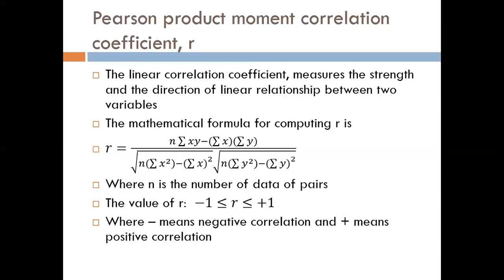Okay, and what you need to know is n is the number of data points, the data pairs for x and y. And then the value of the correlation coefficient always lies between negative one and positive one, okay? Where negative means we have a negative correlation, positive means we have a positive correlation. But r equals zero means there is no correlation at all, like we saw earlier in the scatter plots.